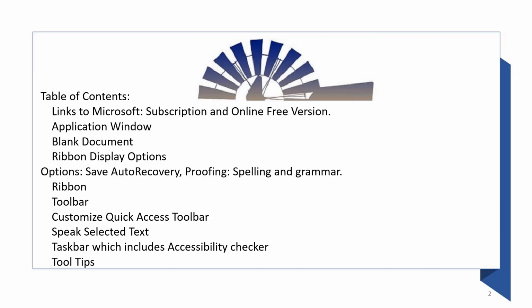Table of Contents: links to the Microsoft subscription and the online free version, application window, blank document, ribbon display options, save AutoRecovery, proofing, spelling and grammar, ribbon, toolbar, customize the Quick Access Toolbar, speak selected text, taskbar which includes the accessibility checker, and tooltips.